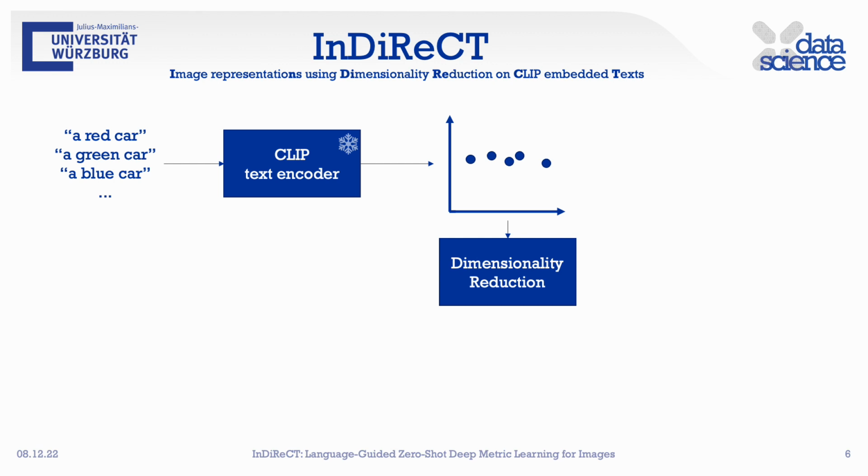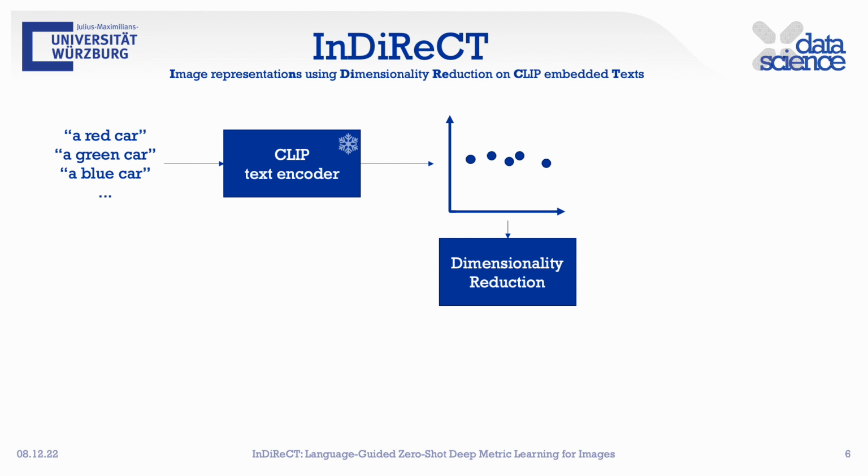During training, we let the user specify text prompts that only vary the aspects of their desired similarity notion. So, for example, to describe the car color similarity notion, the user creates prompts such as a red car, a green car, and so on. We feed these prompts through a frozen CLIP text encoder.